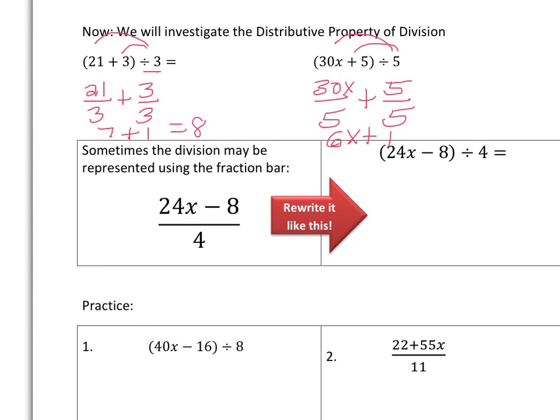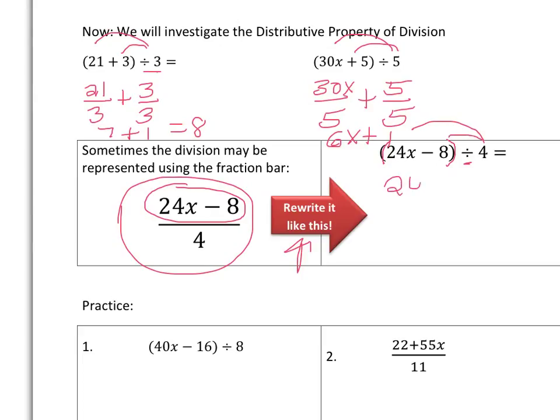Okay, sometimes the division may be represented using the fraction bar, such as this. So here we have 24x minus 8 divided by 4. Well, we can rewrite it just the same way as we have up here. We can say this entire numerator is a group, so we can put that inside parentheses, being divided by 4. Again, distribute. This is 24x being divided by 4 minus 8 being divided by 4. Now 24x divided by 4 is 6x, minus 8 divided by 4 is 2. So we can simplify this expression down to 6x minus 2.